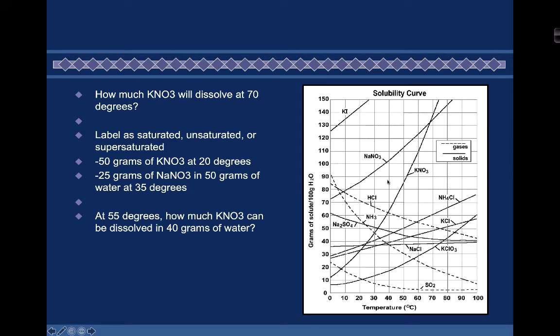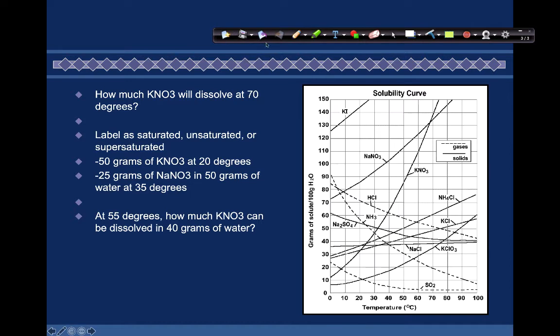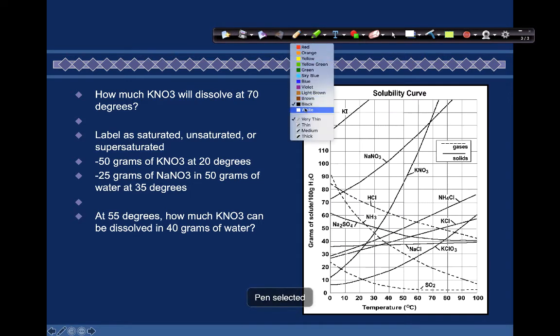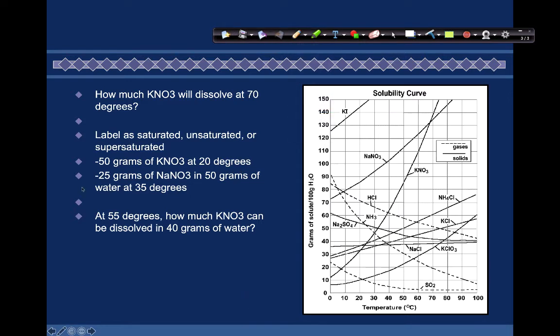So let's go to potassium nitrate. Here we go. Go to 20 degrees. Just make sure you're looking at the correct line. It's about 35 grams. So I can dissolve 35 grams in 100 grams of water at 20 degrees. Well, it's saying that I have 50 grams. So if I have 50 grams, that means that I have more than I should. So if I have more solute dissolved than this solubility curve says, it is a supersaturated solution.